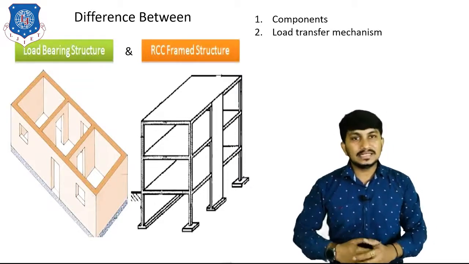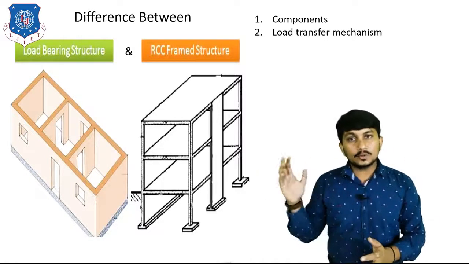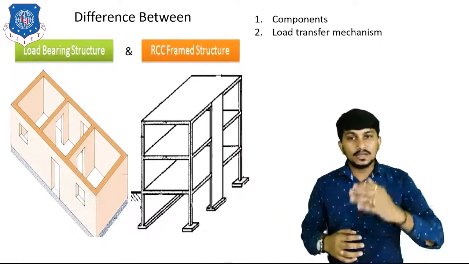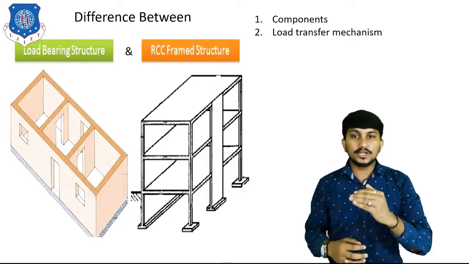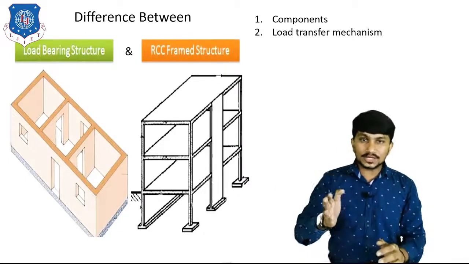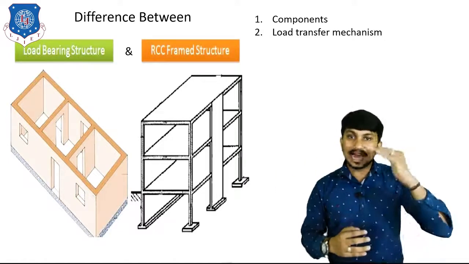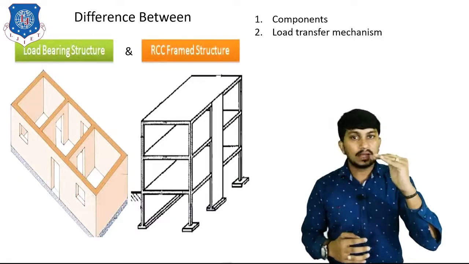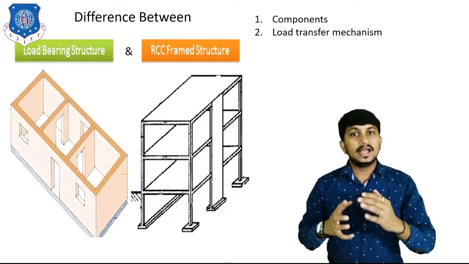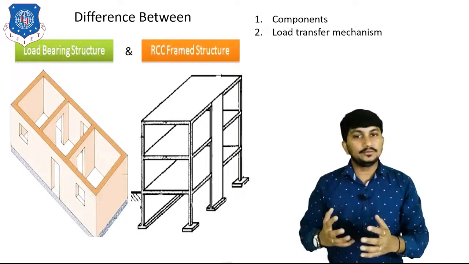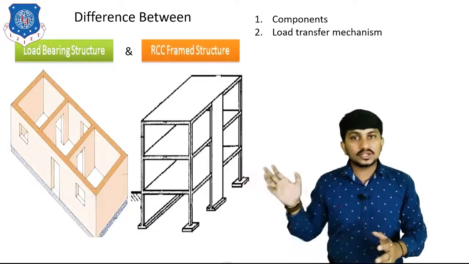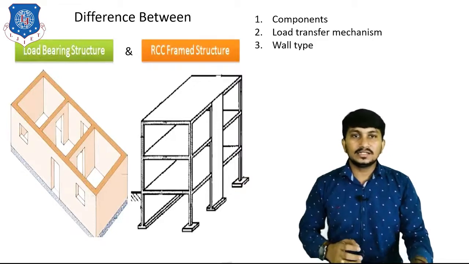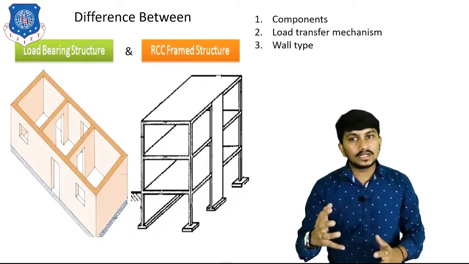Next difference is load transfer mechanism. In load-bearing structure, load is transmitted from slab to load-bearing walls to wall footing, and wall footing to the soil. While in frame structure, load is transmitted from RCC slab to RCC beam to RCC column, and RCC column to the footing, and footing to the soil. This is the overall load transfer mechanism of load-bearing structure and frame structure. The next difference is in wall type.